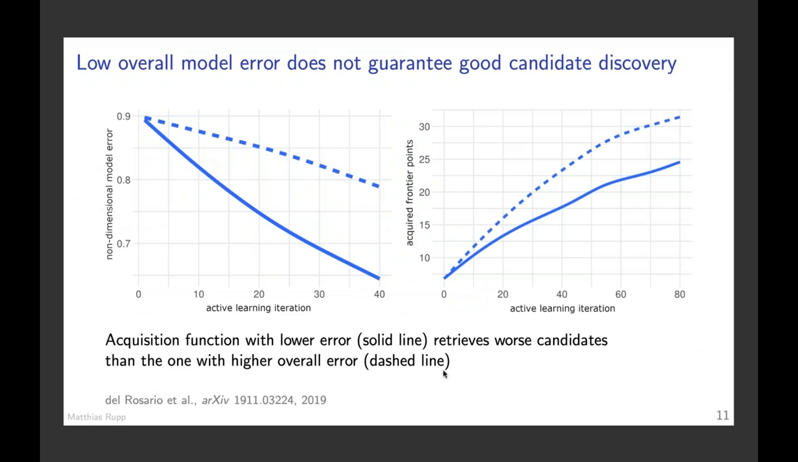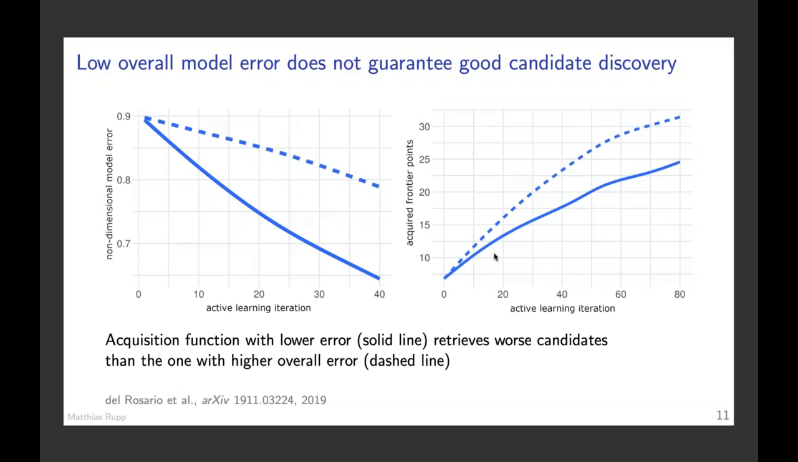Now this slide should look familiar. It's the one that Hutt showed you already. And let's talk a bit about active learning. A brief recap of what we see here: two acquisition functions, solid line, dashed line. The left-hand plot shows that the dashed line has a much better overall prediction error. And the right-hand side shows that the other acquisition function, with higher overall error, gets more new and better candidates. So why is that?